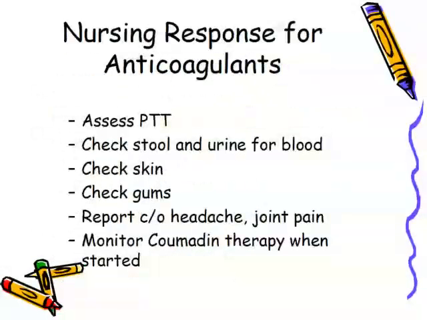So patients that are put on anticoagulants such as heparin, remember, just a review: assess the PTT, check stool and urine for blood, check skin for bleeding and petechiae, check gums for bleeding, and anytime that patient complains of headache or joint pain, that type of thing, it should be reported. And that patient is typically started on Coumadin almost at the same time as the heparin is started, because remember, Coumadin has about a 4 to 5 day window of time to get up to therapeutic values. And remember, the Coumadin dose would be monitored with the PT level and the INR level.